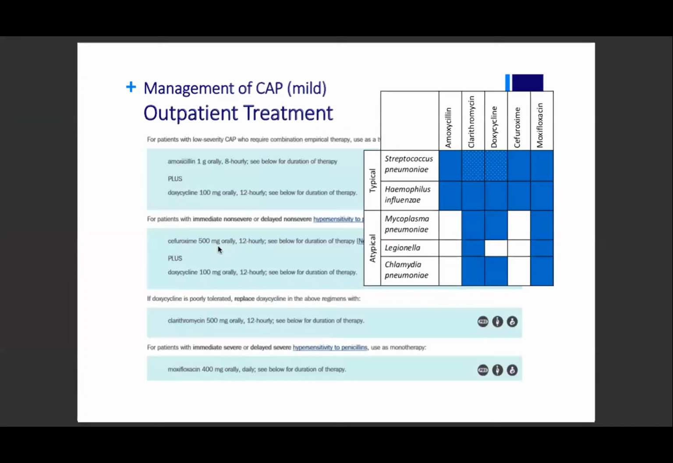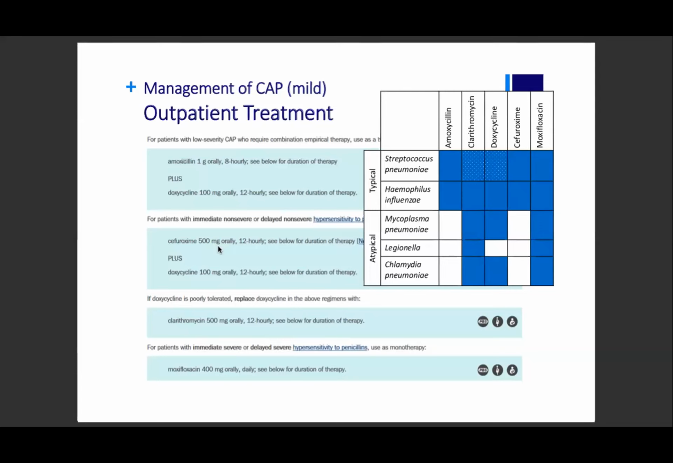So here in this slide, we are showing amoxicillin, for example. It will cover the strep pneumonia and H influenza, which are considered typical organisms for not severely ill patients. So if we take this antibiotic as monotherapy, as empirical for outpatient treatment, maybe this one is considered an appropriate selection to cover the most common organism.